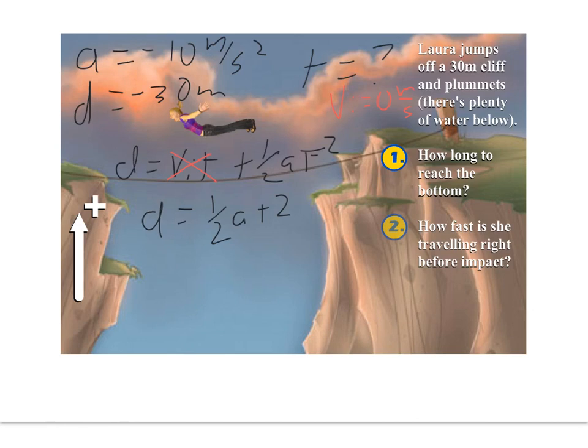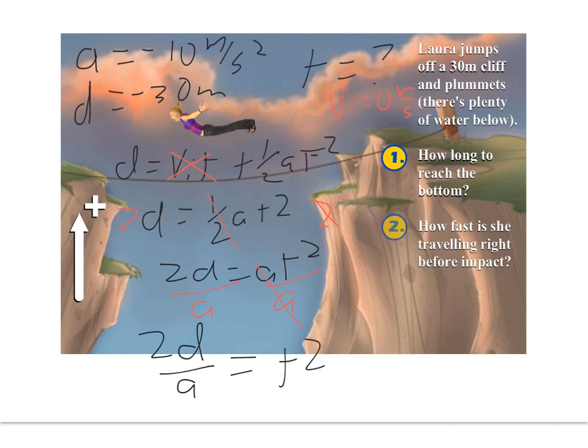Since we want the time here, now a little algebra has to happen. First, to eliminate the 1/2 coefficient on the 1/2 at squared side, I'm just going to multiply both sides of the equation by 2. So that takes care of that. I got 2d is equal to at squared. And then I'm going to divide out the acceleration from both sides of the equation. Let me rewrite that again. So I have 2d over a is equal to t squared. And then the last step here would be to take the square root of both sides of the equation.